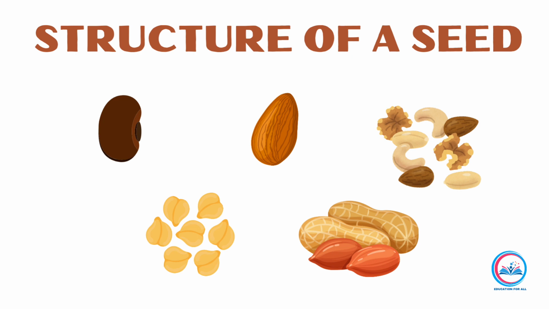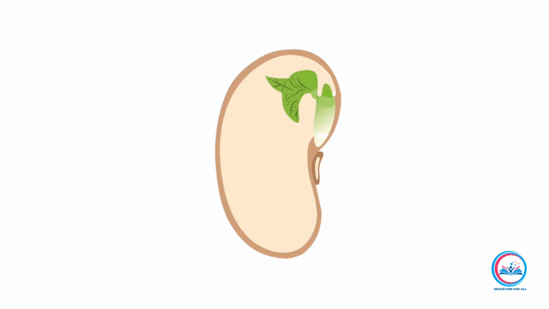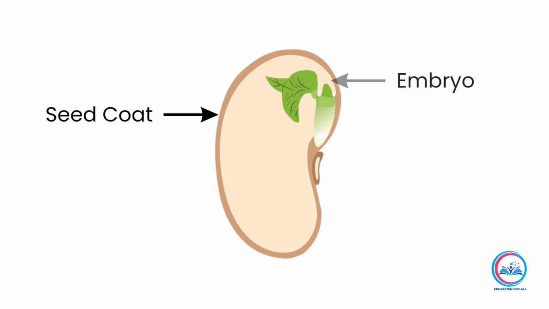Let's go. A seed has three most basic parts inside it. Number one, seed coat. Number two, embryo. And third one is endosperm.